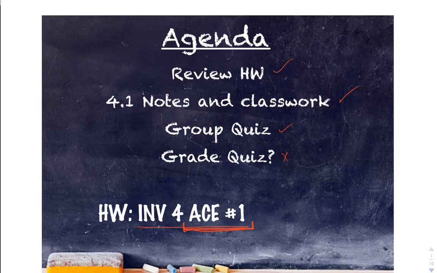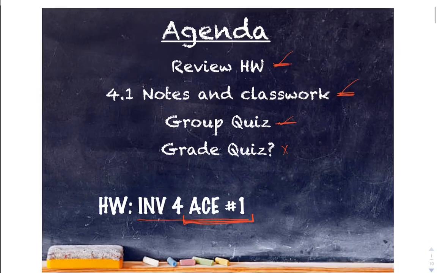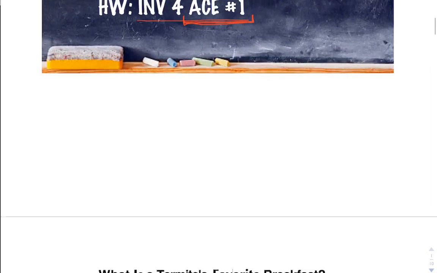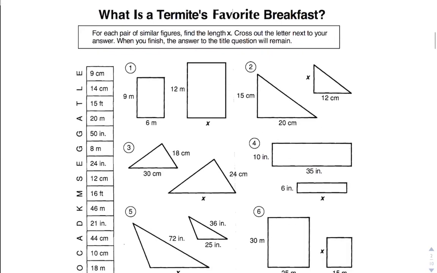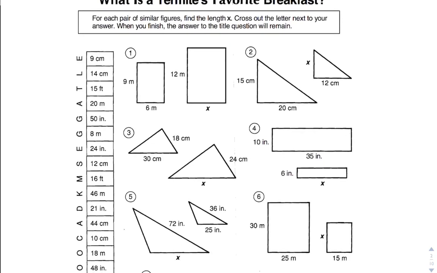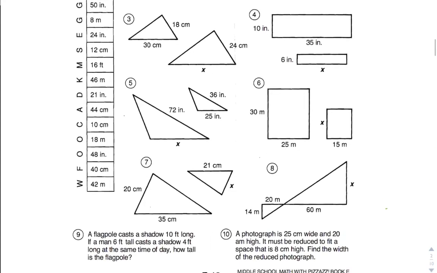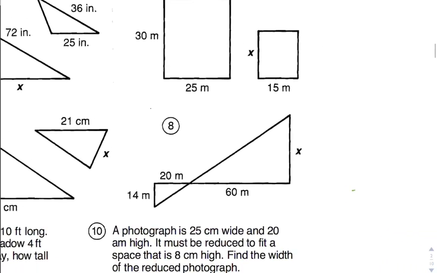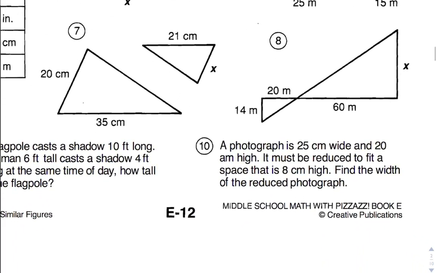I'll go over at least a couple of the homework questions that I know a lot of people had trouble with, and I'm going to go over the notes with you as well. And then the sub will hand out the quiz. I'm going to go over a couple of things on the quiz that people are getting confused on, just to review. All right, so it's Termite's Favorite Breakfast. I'm going to go over just a couple of these so we can find some values here. Some of the more common problems that people had were on 7 and 8.